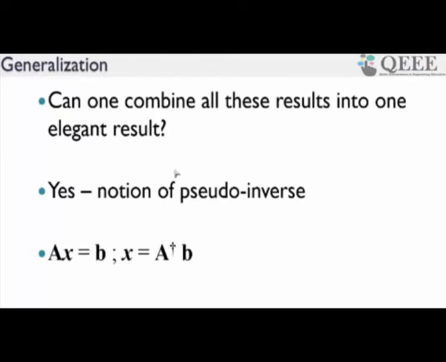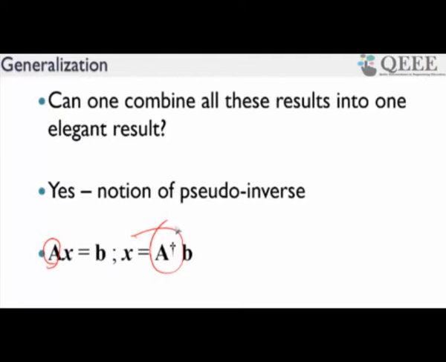Yes, you can do this. This is the notion of pseudo inverse. Irrespective of the size of this A matrix, we can always write x as pseudo inverse of A times b, with the correct definition of pseudo inverse, and most of the software packages that one would work with will have a command for pseudo inverse.